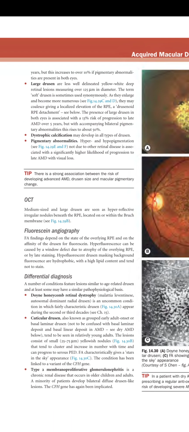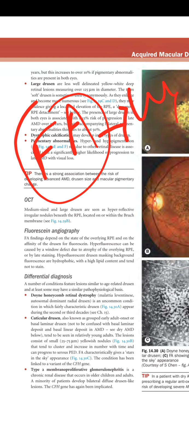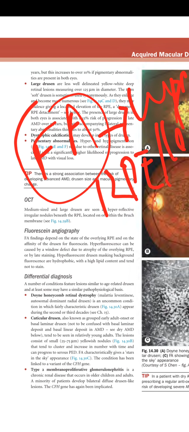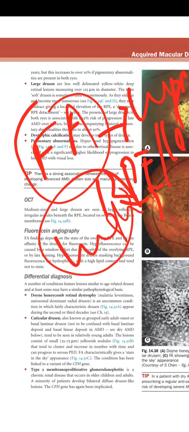Fluorescein angiography, FA, findings depend on the state of the overlying RPE and on the affinity of the drusens for fluorescein. Hyperfluorescence can be caused by a window defect due to atrophy of the overlying RPE or by late staining. Hypofluorescent drusen masking background fluorescence are hydrophobic with high lipid content and tend not to be stained. So drusens on FA can show hyperfluorescence and hypofluorescence. Hyperfluorescence can be due to RPE atrophy or some kind of late staining, and hypofluorescence will be because of the very high lipid content in the drusens that is blocking the background fluorescence.